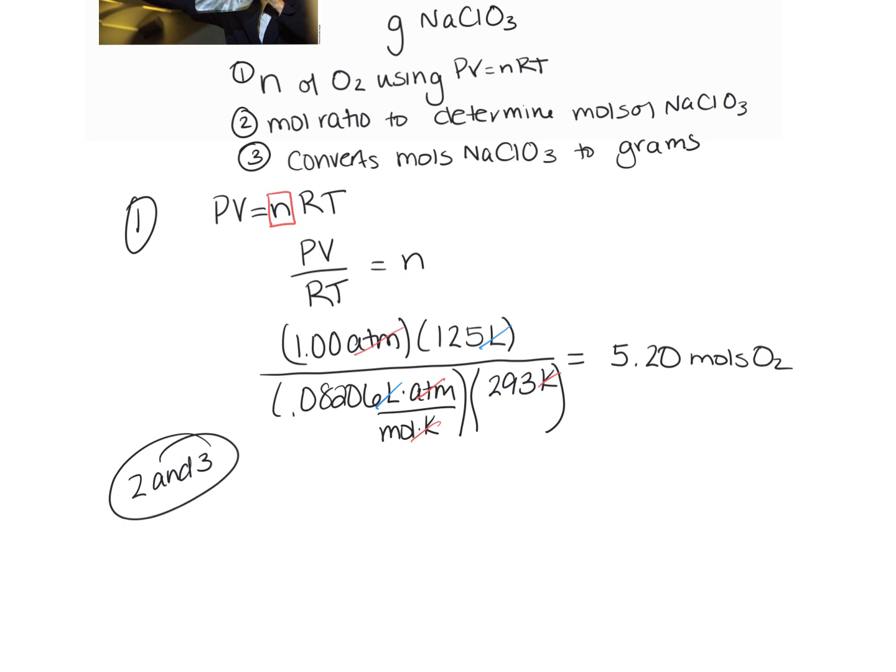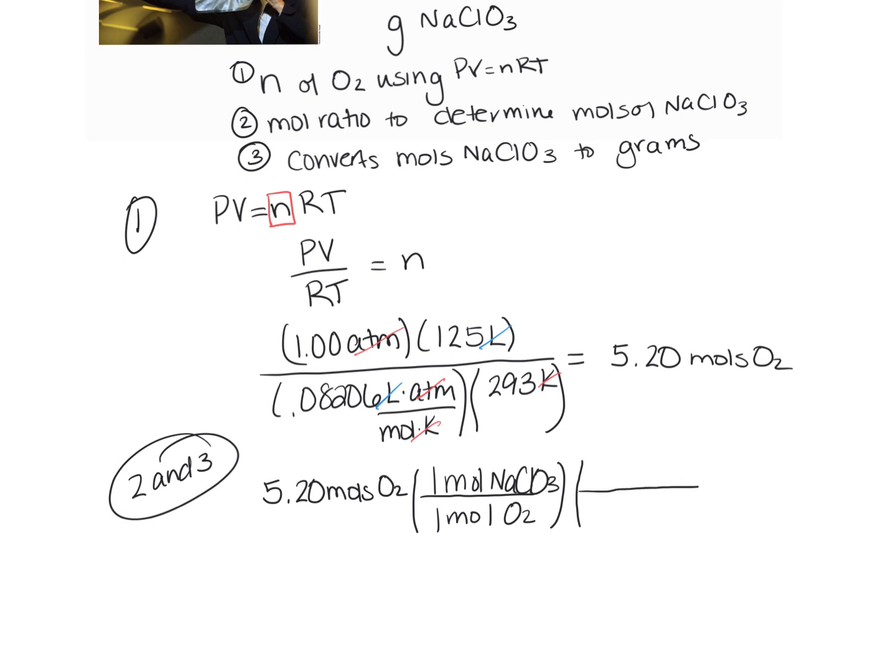Now we're going to do steps 2 and 3 together. We're going to use the mole ratio to determine the moles of NaClO3. So we're going to say, look, we need 5.20 moles of O2 to keep the people in the airplane alive for 10 to 15 minutes, or at least keep them from passing out, right? And so we know there's a 1-to-1 mole ratio because we look at the balanced equation and we say, there's 1 mole of O2 per 1 mole of NaClO3, right?